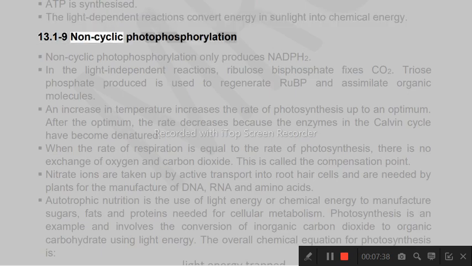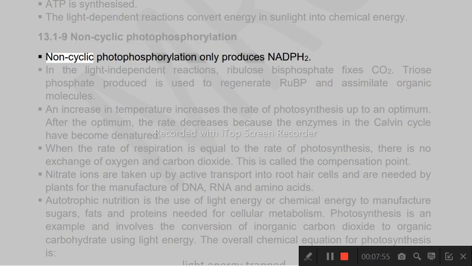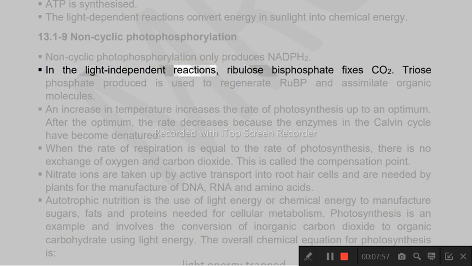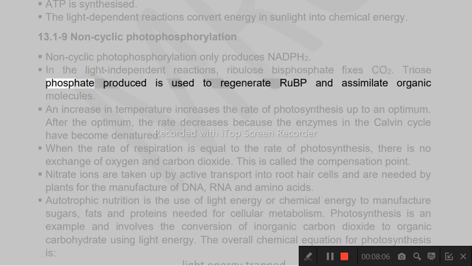13.1.9 Non-cyclic photophosphorylation. Non-cyclic photophosphorylation produces NADPH2. In the light-independent reactions, ribulose bisphosphate fixes CO2. Triose phosphate produced is used to regenerate RuBP and assimilate organic molecules.